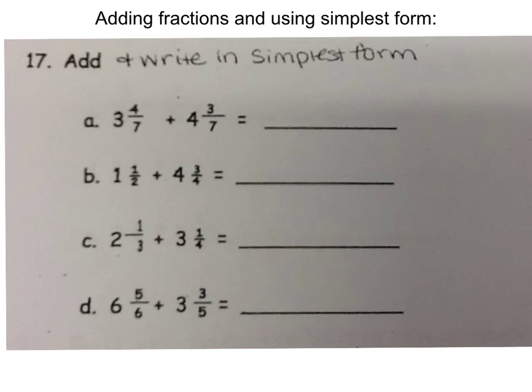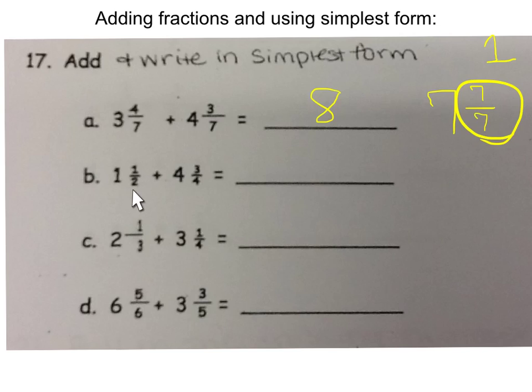In order to add and then write in simplest form, I'm going to first look at my denominators to make sure that they are the same, or like denominators, before I start adding. In this case, they are both 7. So I can simply add 4 plus 3 is 7 over 7, 7/7, and 3 plus 4 would be 7 for my whole number. Now this is a mixed number, and I know that 7/7 is the same as 1, so I can actually rename this as 8.